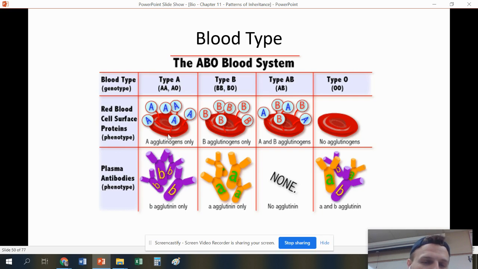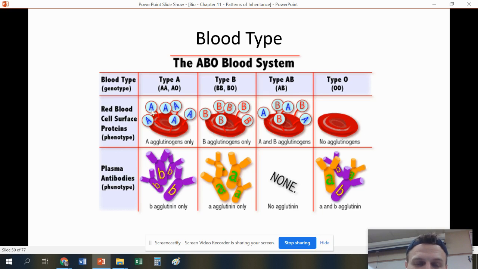If you have A blood, you have these little flags, I call them. They're antigens, but they're little flags on the blood cells that say, "Hey, I'm A blood." If you have B blood, your antigens are B antigens. They're a little bit different. If you're AB blood, you have both A and B antigens. If you have O blood, you don't have any antigens.